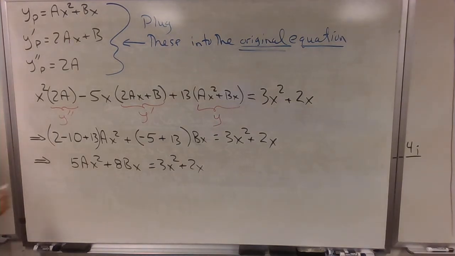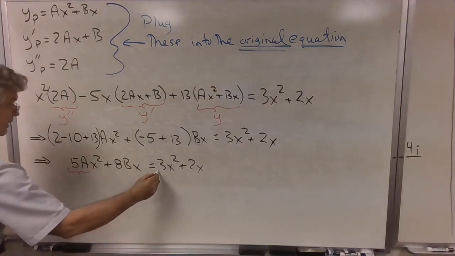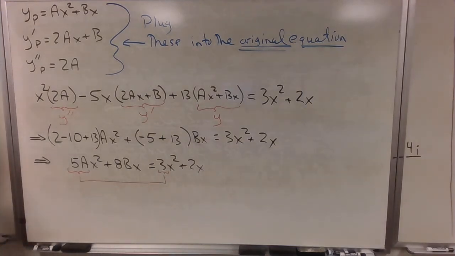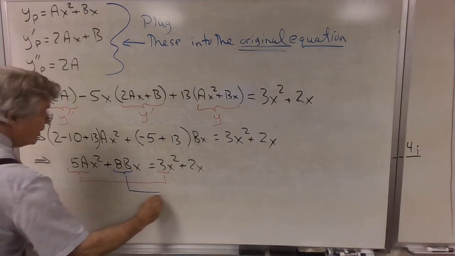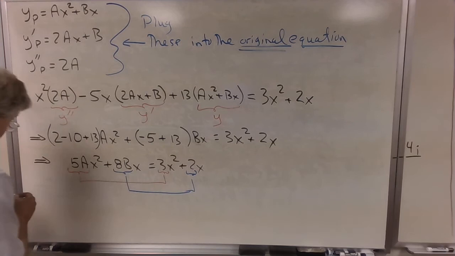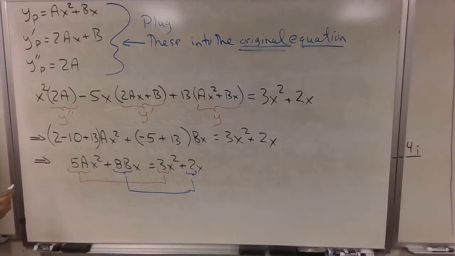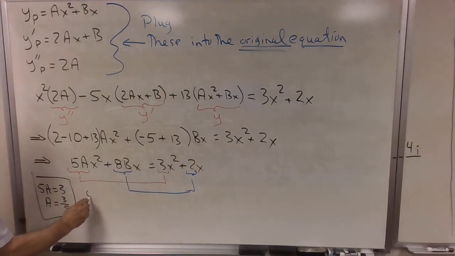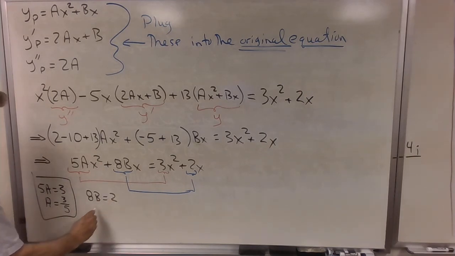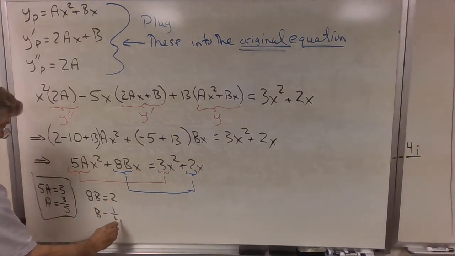Very good. So 5a is going to be 3, and 8b is going to be 2. So I should have 5a equals 3, and so a is 3/5, and 8b is 2, so b is 1/4.